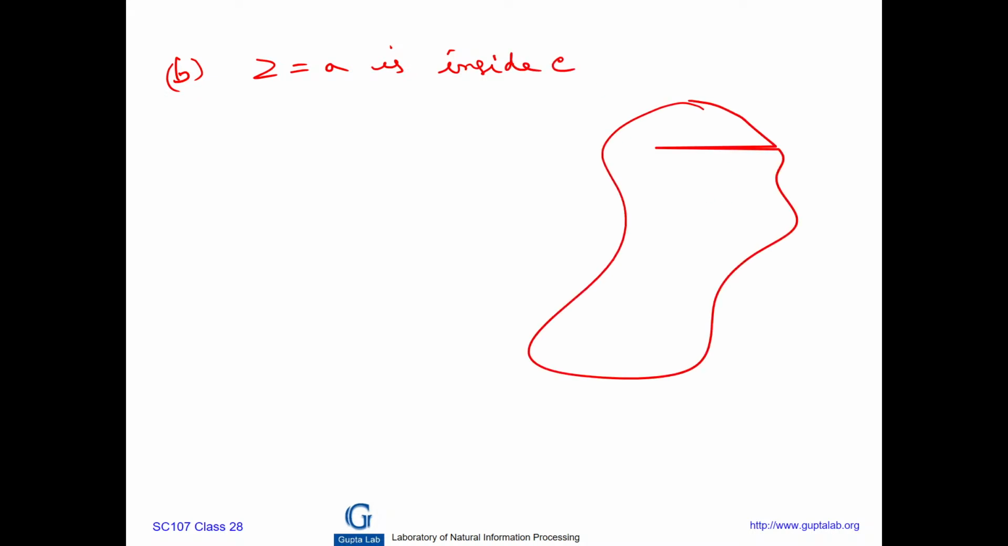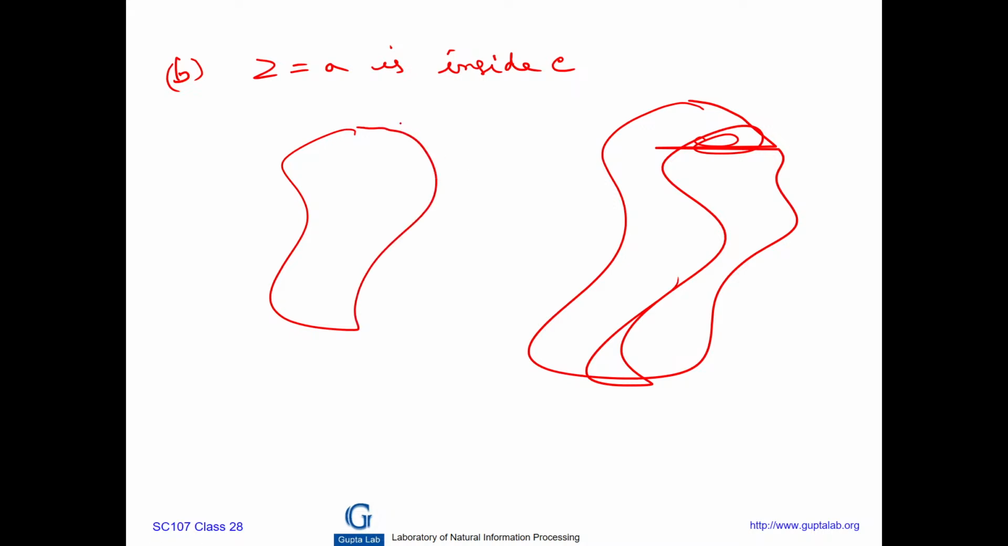So B portion, now z is equal to a is inside C. So I can say that, अरे यार ये अजीब सा बनता है, right? This is our C and suppose A is this point inside C. अब क्या करें? Any idea?